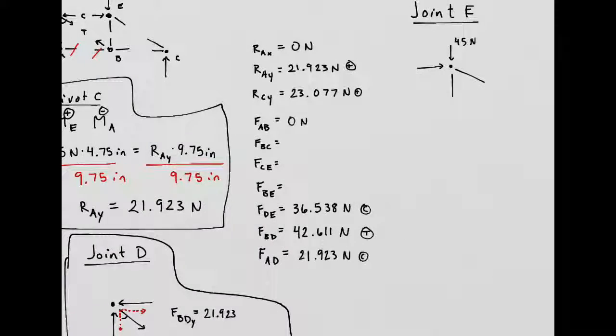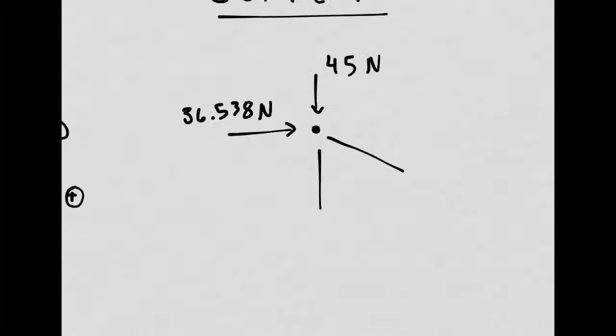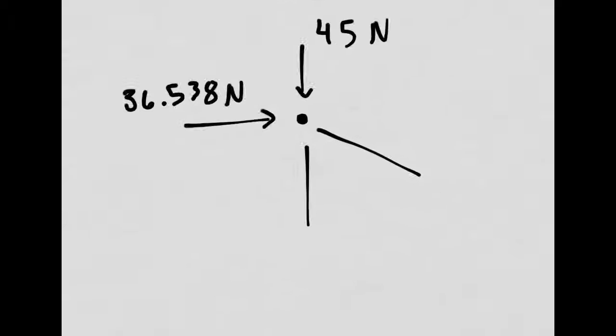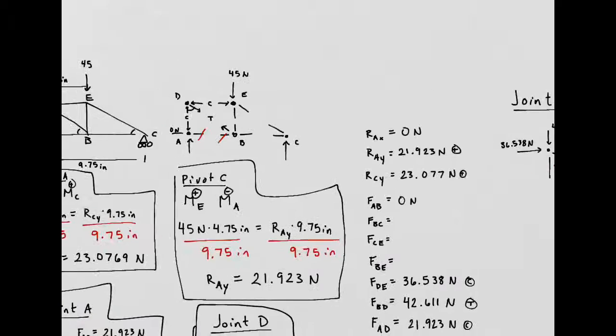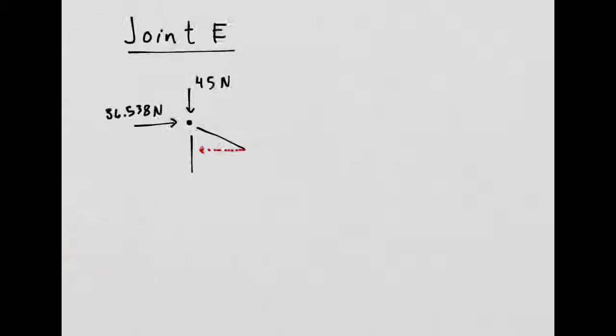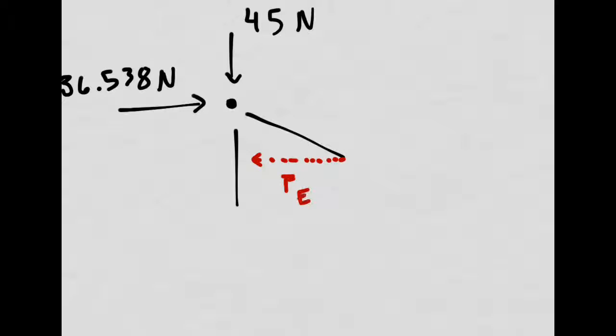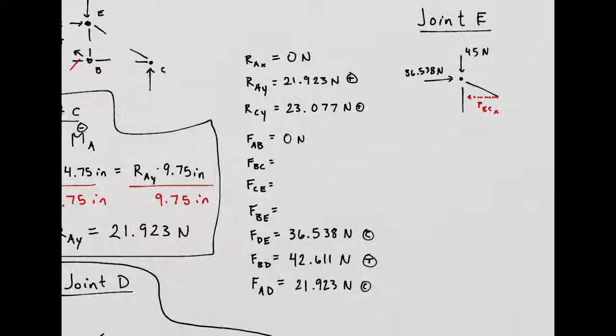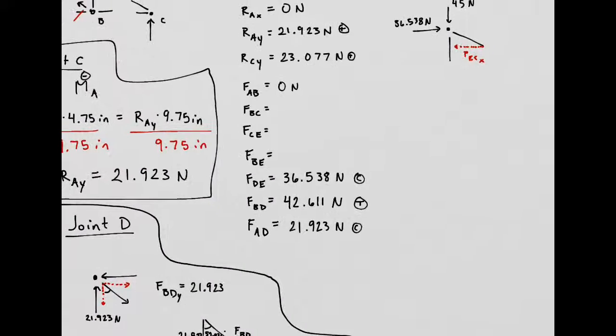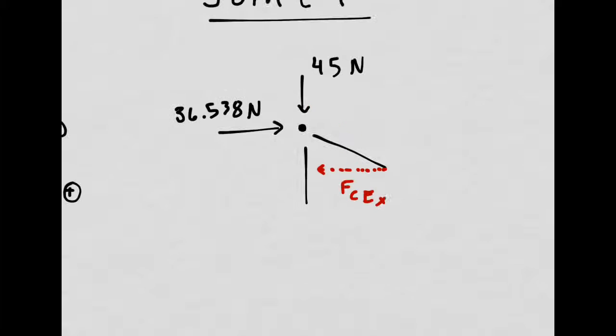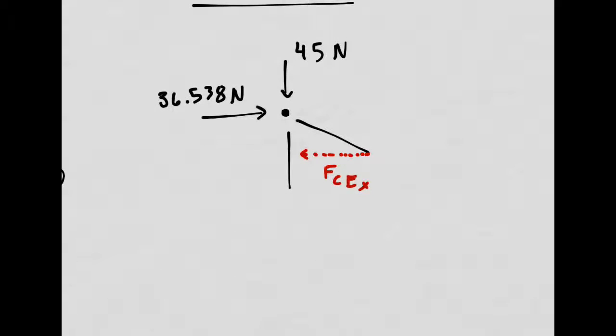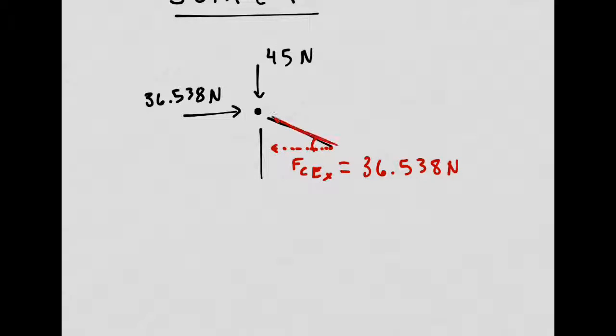That was DE. DE was 36.538. So, let's think. The only other X component force is this one. And that's what? FEC in the X direction. So this is FEC in the X direction. And that has to be the same as that, because those are the only two X direction forces. FCE in the X direction has to be 36.538 newtons. Well, if I find that angle, I can find FCE.